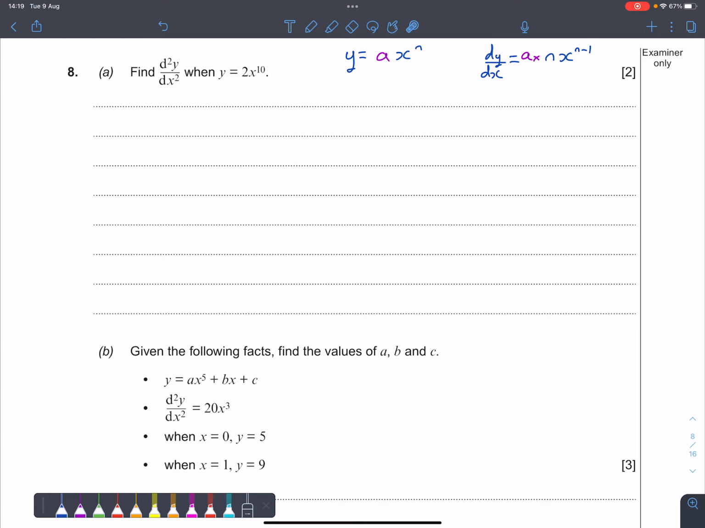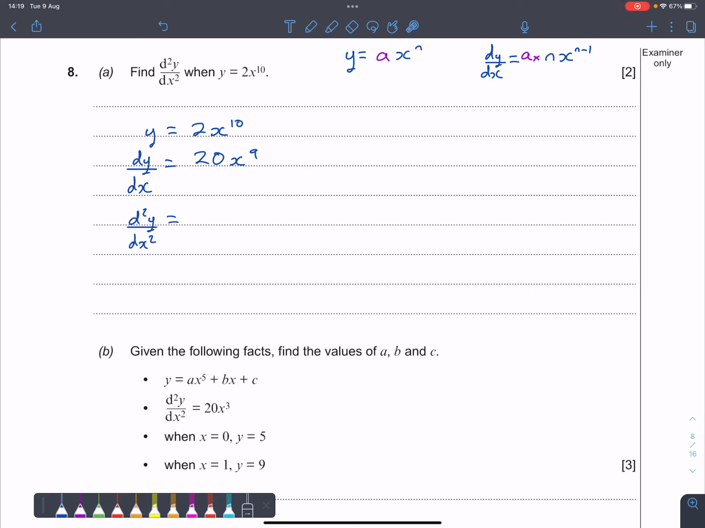Second derivative means we're going to differentiate y twice. So if y is 2x to the 10, then the first derivative is going to be 2 multiplied by the derivative of x to the 10, which is 10x to the 9. So 2 times 10 is 20, so I get 20x to the 9. And then the second derivative means I'm going to differentiate the first derivative.